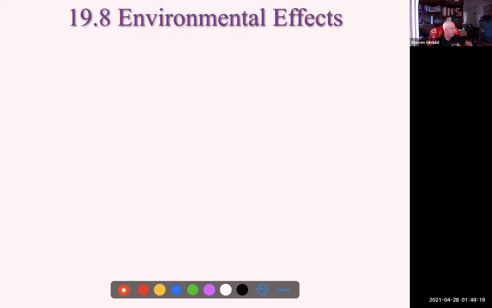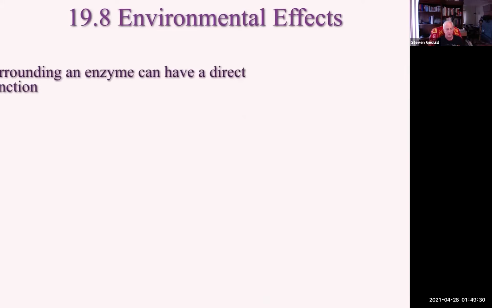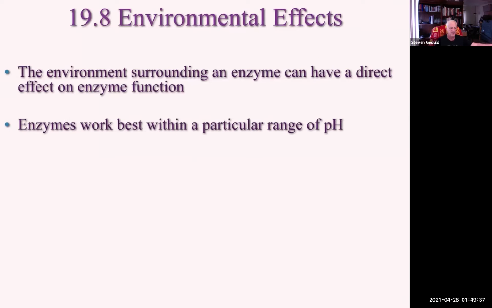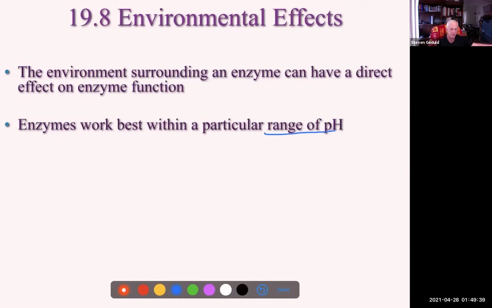All right, and again, environmental effects on enzymes too, which you have talked about a little bit. We talked about pH, we talked about heat, denaturing enzymes, etc. So the environment surrounding an enzyme can have a direct effect on the enzyme's function. Okay. An enzyme works best at a particular range of pH. Human body is 7.3 to 7.4. That's the range where our enzymes are designed to work. Once it exceeds that range or goes below that range, then things start to act differently.